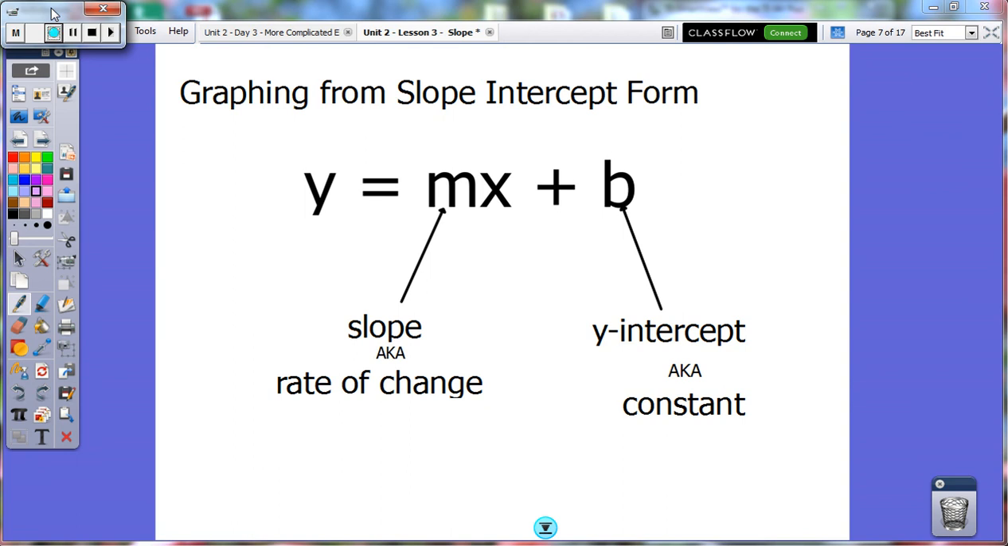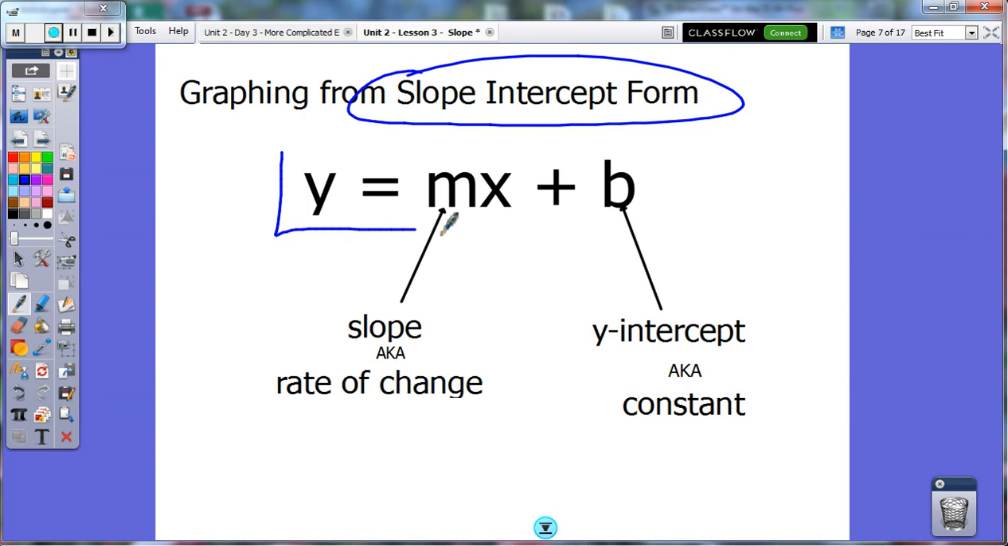Now, if I'm ever going too fast, the cool thing is you can pause the recording and catch up with what's on the screen. So we're going to graph from slope-intercept form. Guys, it's really important that you realize slope-intercept form is y equals mx plus b. So when I ask you what is slope-intercept form, you need to be able to tell me, oh, slope-intercept form is y equals mx plus b.